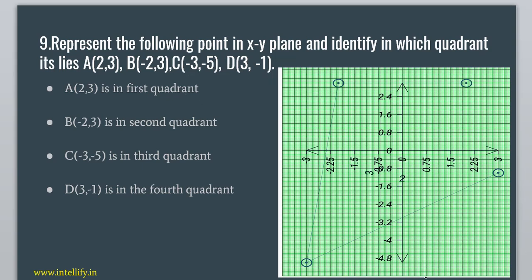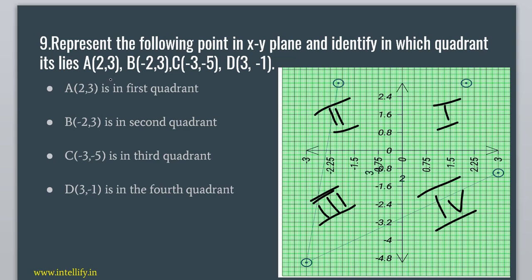So here it is given the xy plane. We can divide this plane into 4 quadrants. It is like that: first quadrant, here it is; second, this quadrant; third quadrant; and fourth quadrant. Now we'll plot and see which point belongs to which quadrant.